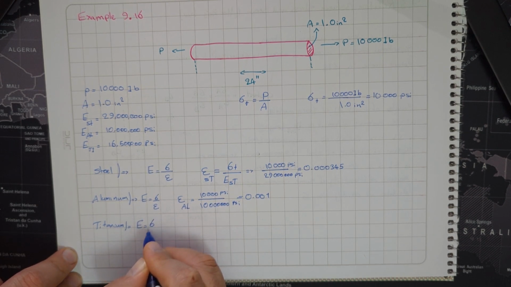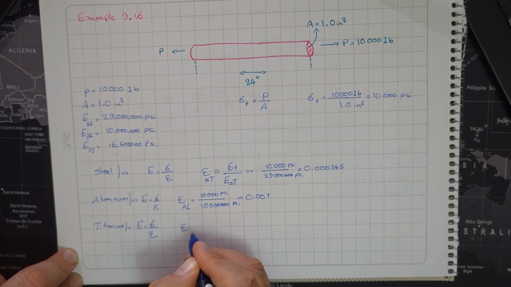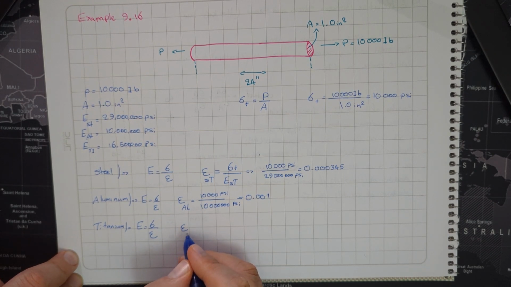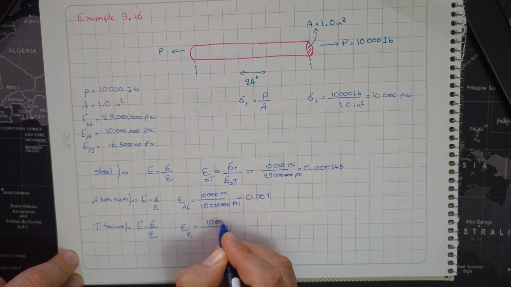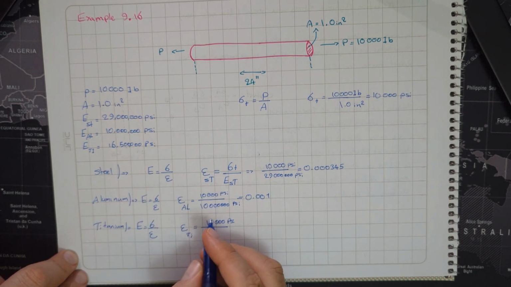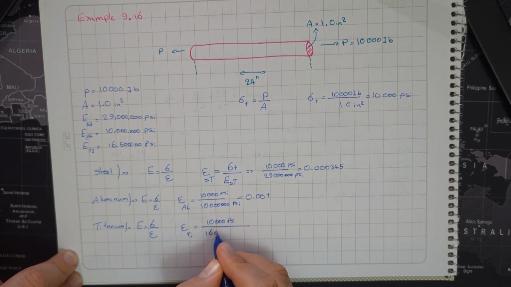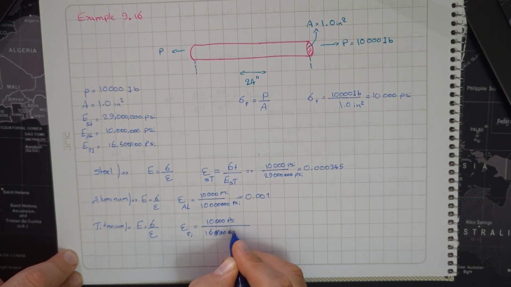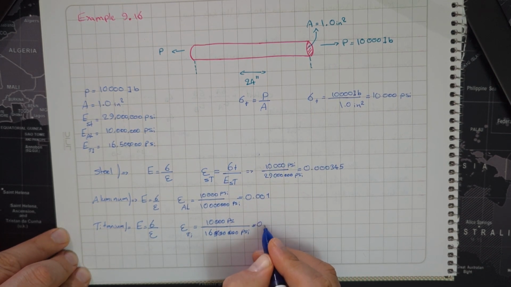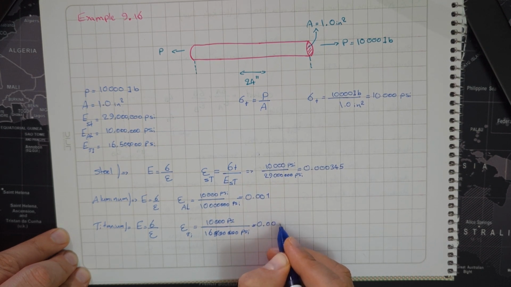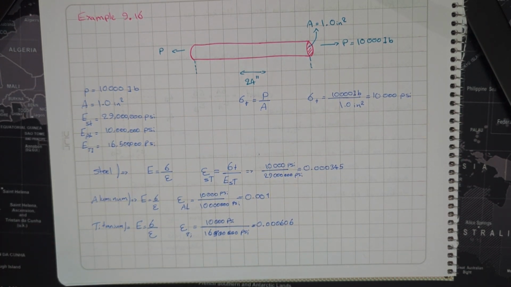Same equation. And if we change the equation, we're going to have epsilon titanium equals again 10,000 psi over 16,5000 psi. So the answer is 0.0000606.